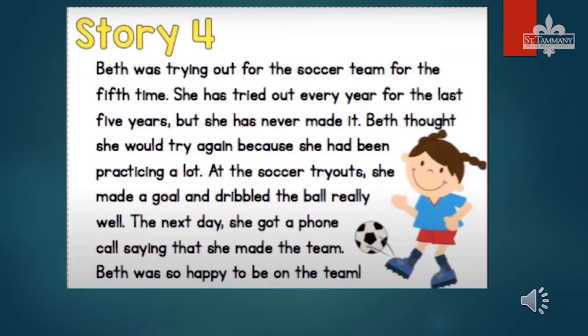Story number 4. Beth was trying out for the soccer team for the 5th time. She has tried out every year for the last 5 years, but she has never made it. Beth thought she would try again because she has been practicing a lot. At the soccer tryouts, she made a goal and dribbled the ball really well. The next day, she got a phone call saying that she made the team. Beth was so happy to be on the team.